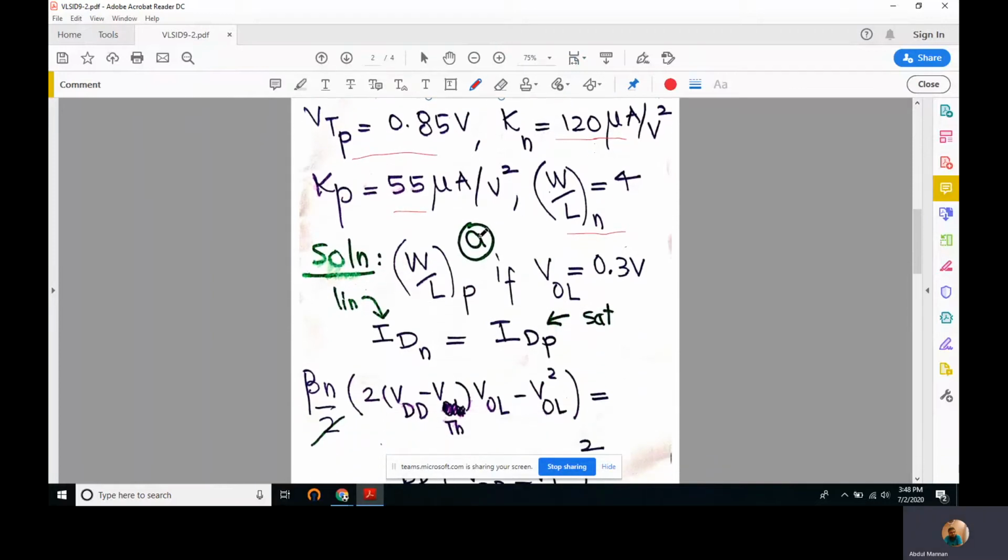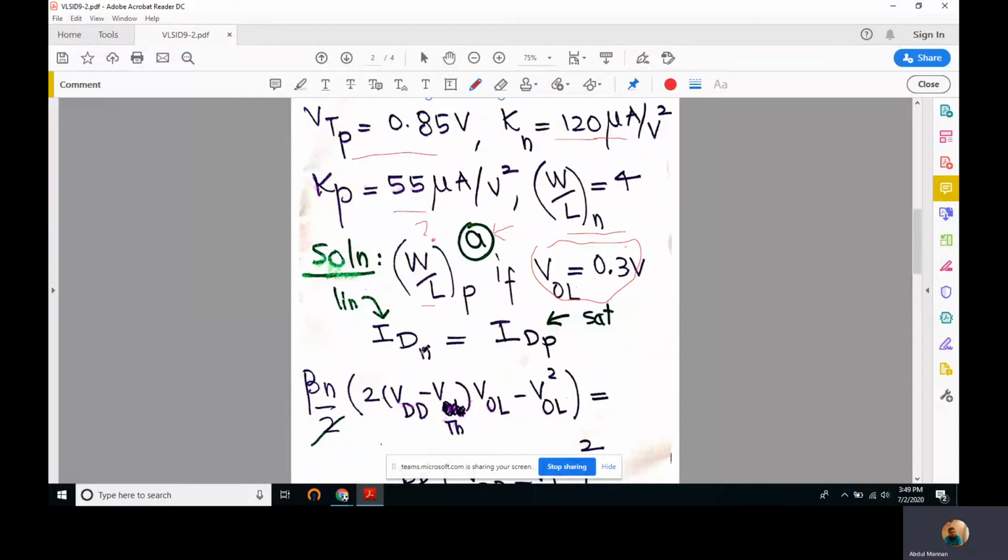We have two parts of this problem. In part A, we are given VOL of 0.3 volts. As I've already told, it's not 0 volts. It's slightly larger than 0 volts. We are given VOL, and we have to find the aspect ratio of P. It's unknown. We have to find the aspect ratio of P if VOL is given.